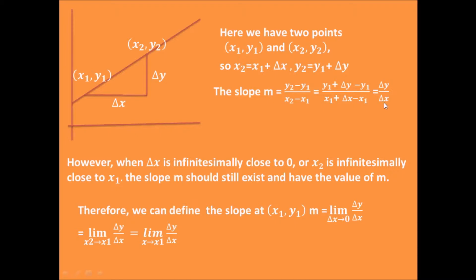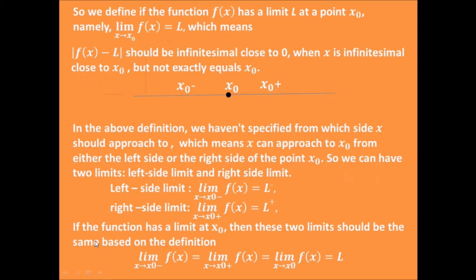With delta x infinitesimally approaching 0, we can write the limit as delta x approaches 0 of the function delta y divided by delta x, which equals the limit of delta y divided by delta x with x2 approaching x1, or we can just use x to replace x2. Now let's define the function limit.